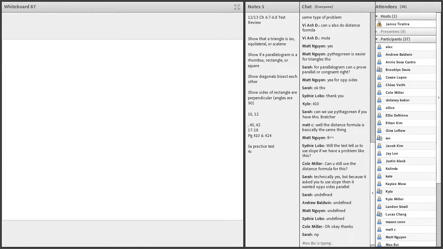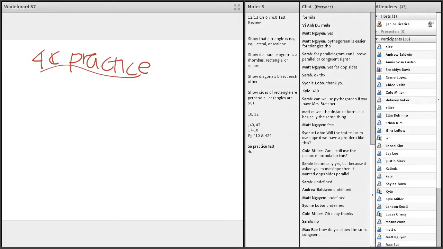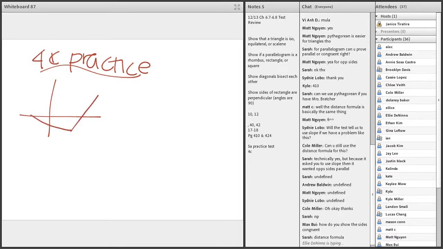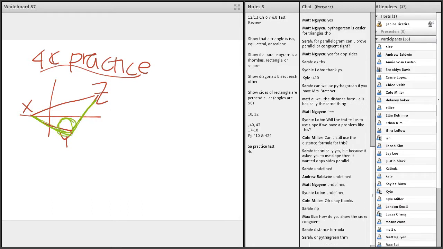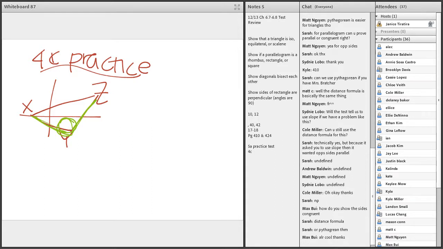Number 4C on the practice, right above it. So there was already a graph for you, and it was triangle XYZ. I'm just going to do a rough sketch: X, Y, Z. And appearance-wise, it looks like Y is the right angle right here. It says use math and words to show if angle Y is a right angle. So we don't know for sure.